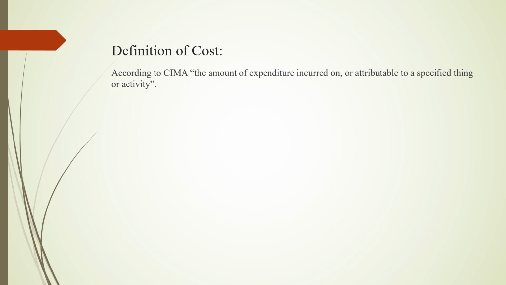According to CIMA, cost is the amount of expenditure incurred on or attributable to a specified thing or an activity. So CIMA has given this definition of cost. It is an amount of expenditure incurred, or it may be attributed to a specific thing or an activity, then it is called a cost according to CIMA.